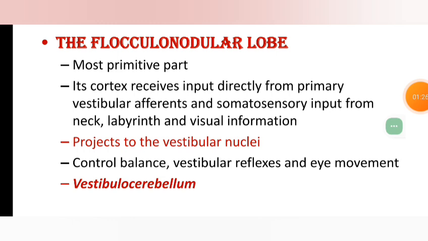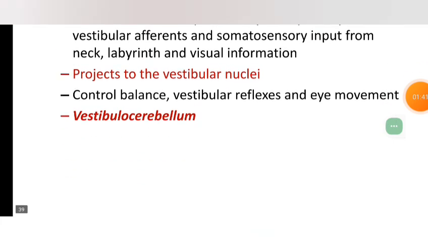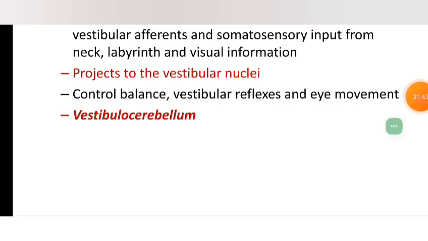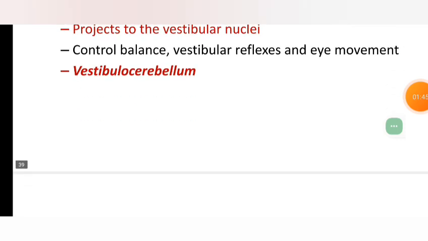Flocculonodular lobe. This is the most primitive part of the cerebellum. Its cortex receives input directly from the primary vestibular afferents, and somatosensory input from the neck, labyrinth, and visual information project to the vestibular nuclei. It controls balance, vestibular reflexes and eye movement: the vestibulocerebellum.